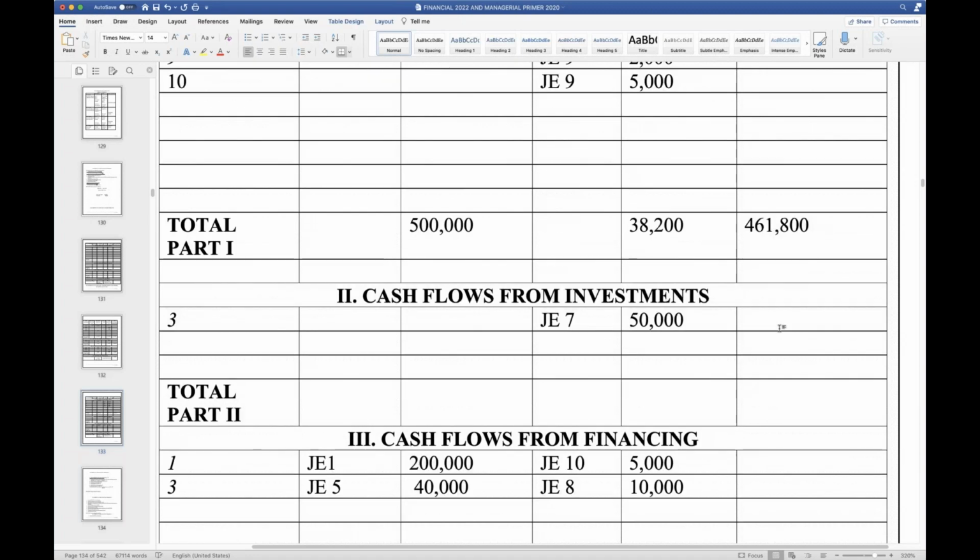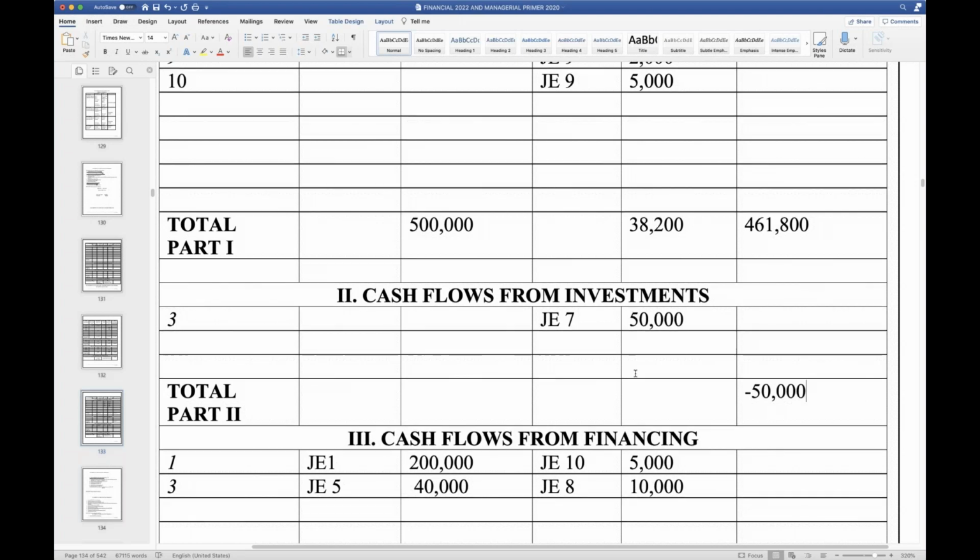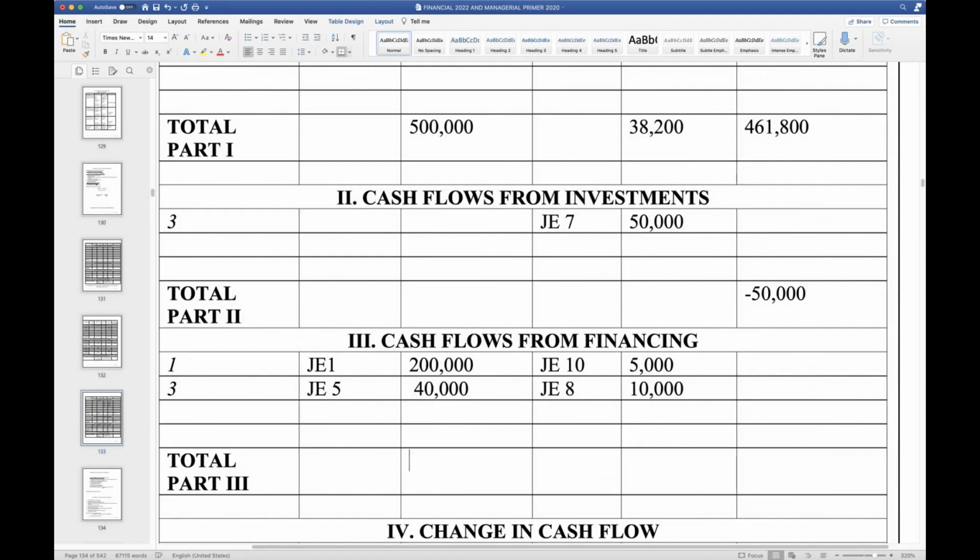Investments, we have what? Only one thing. So that's going to be a minus 50,000, because the uses exceed the sources. Then in financing, sources are 240, uses are 15, so that would be what, 225? 5,000, yes, 225,000.